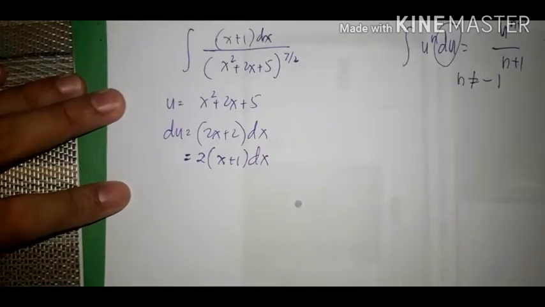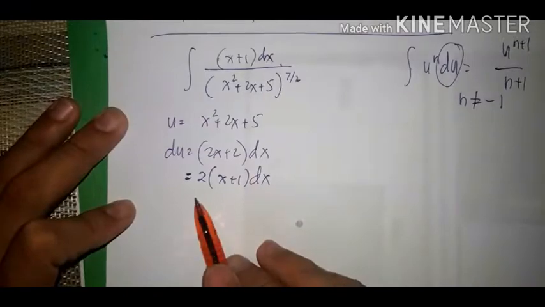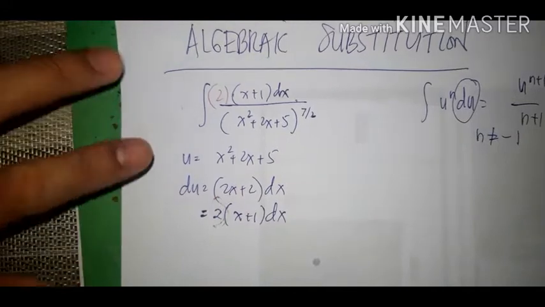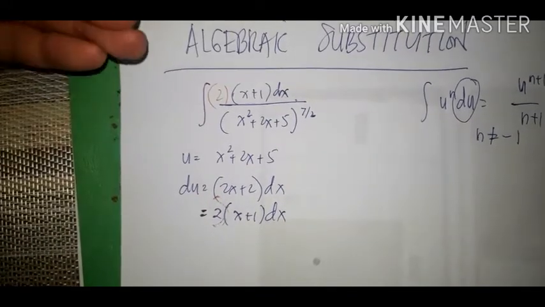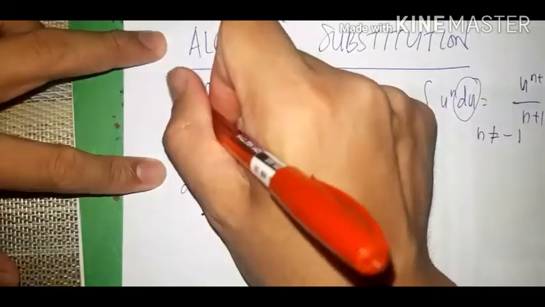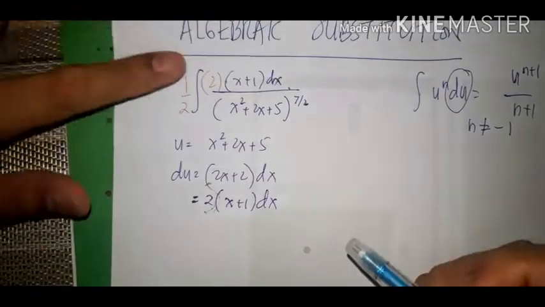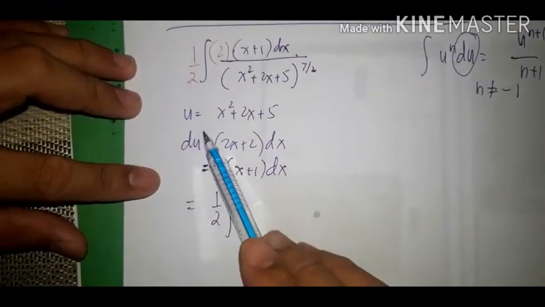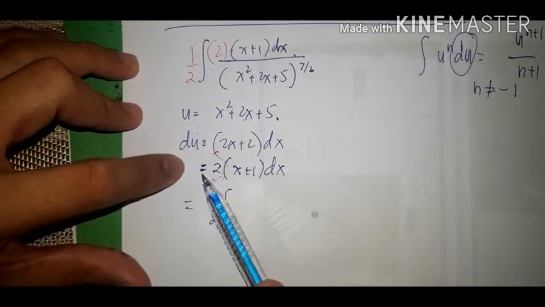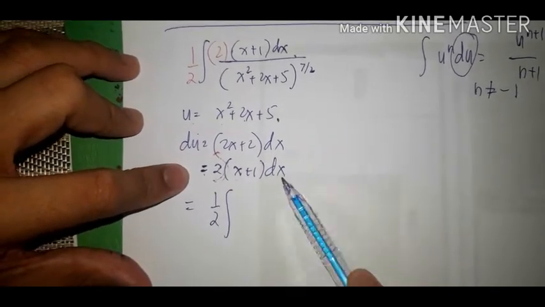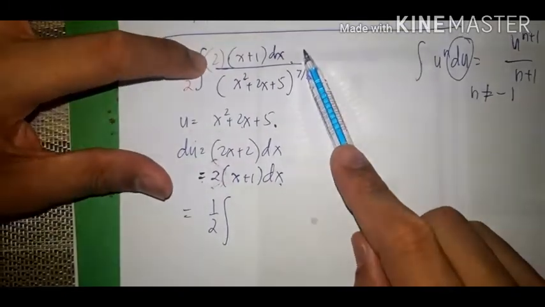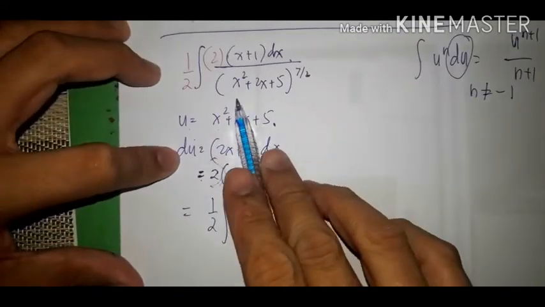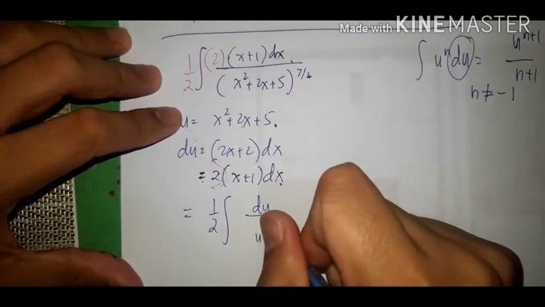As you can see in your numerator, I only have x plus 1 dx, but the du requires a 2 there. So I can provide that 2 to make your numerator du. Since there is no 2, I provide 2 and compensate outside with its reciprocal, 1/2. That 1/2 multiplied by 2 is simply 1. So this gives you 1/2 the integral of, from your substitution, since u is x squared plus 2x plus 5 whose derivative du is 2 times the quantity x plus 1 dx, your numerator now is 2 times the quantity x plus 1 dx, which is actually your du, over x squared plus 2x plus 5, which is actually your u raised to 7 halves.